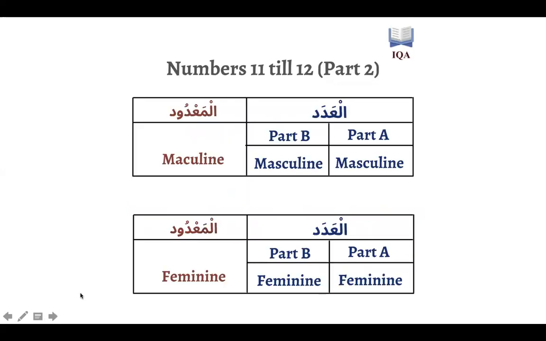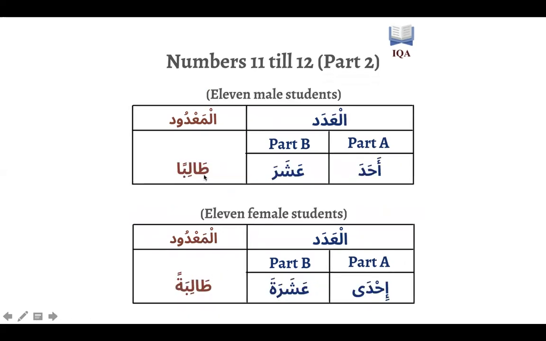So let's see some more examples. So this is for numbers 11 till 12. Numbers 11 and 12 pretty much: if this is masculine, both of these are going to be masculine. And if this is feminine, both of these are going to be feminine. So clear examples here. Taliban is masculine, so I'm going to say ahada ashara, masculine.